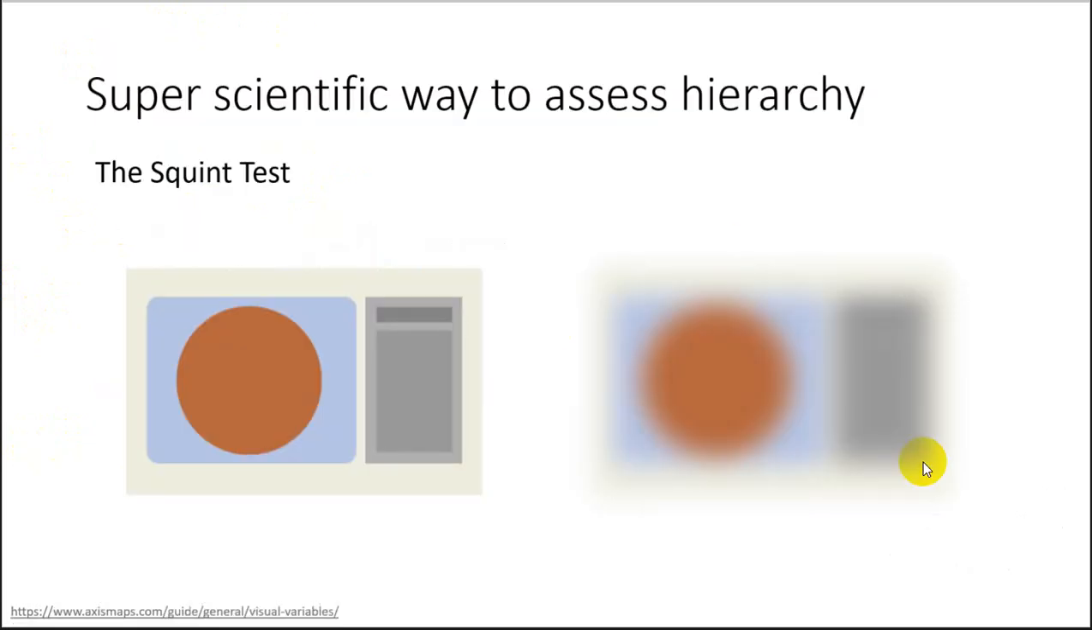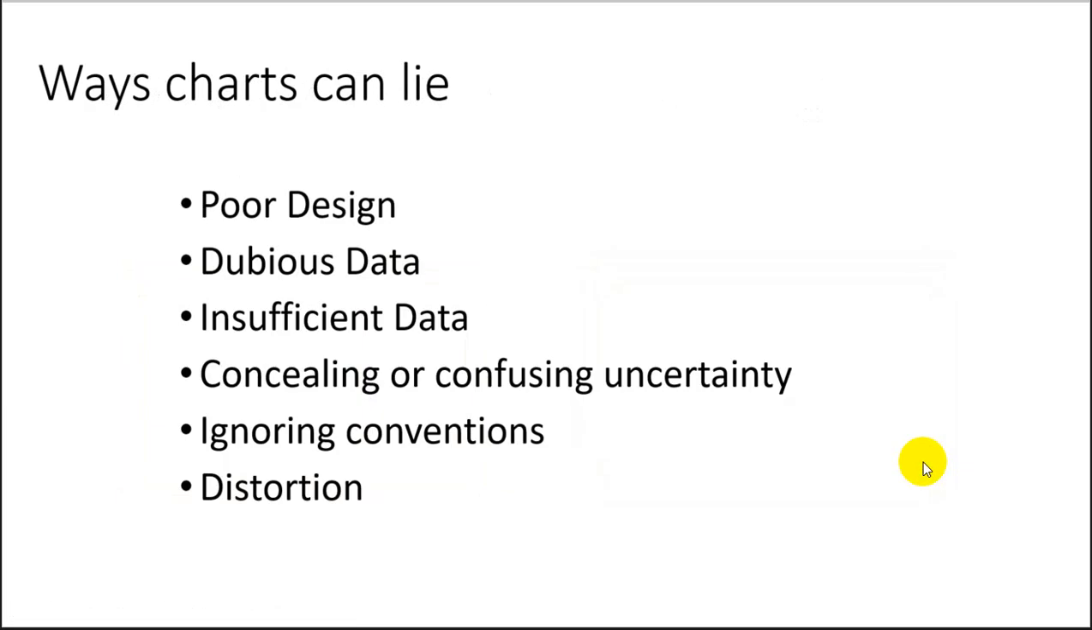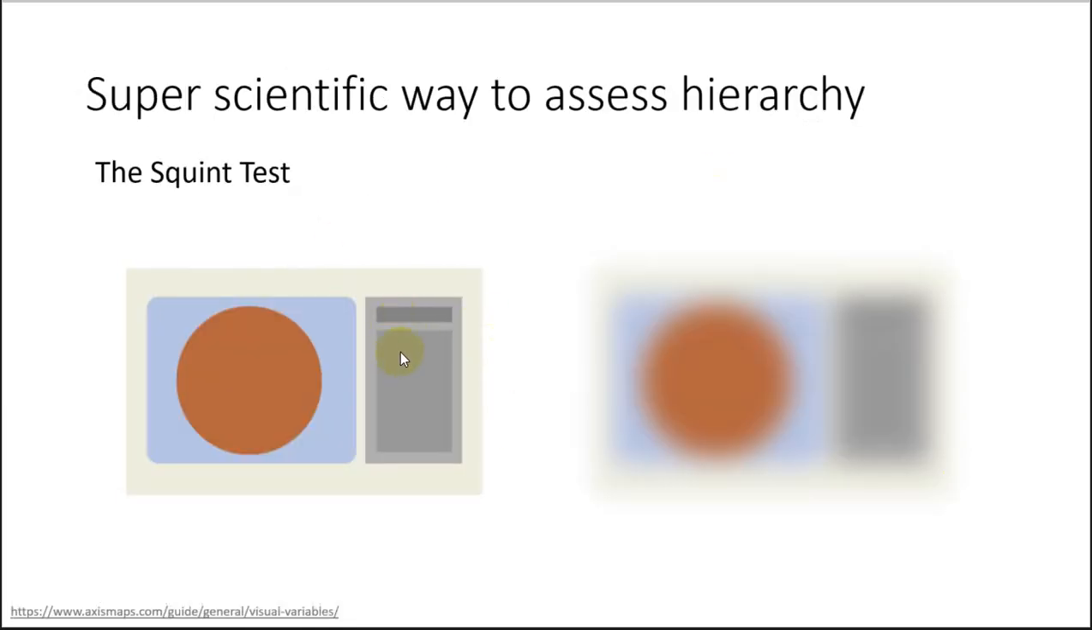And then finally, this is the super scientific way to assess your hierarchy. Squint at your plot, squint at your infographic, or squint at your map. Sit back from your computer and really blur your eyes and ask yourself, what's jumping out? Is that what I want, people to literally be looking at? Okay, I do it all the time. Squint. Notice how you can't see the differentiation here. That's fabulous.